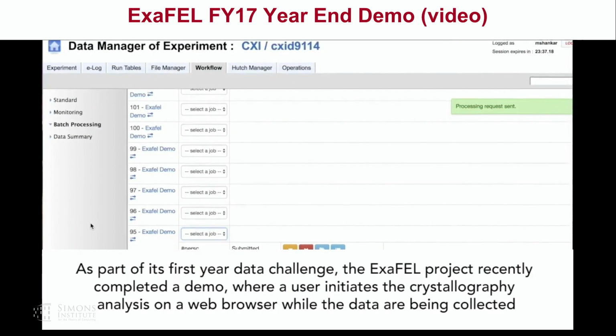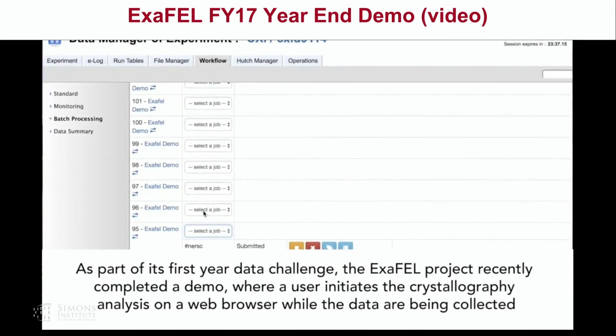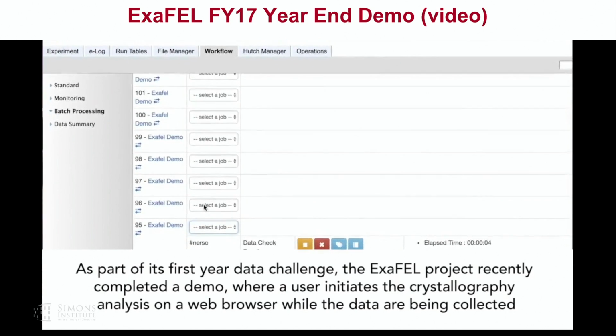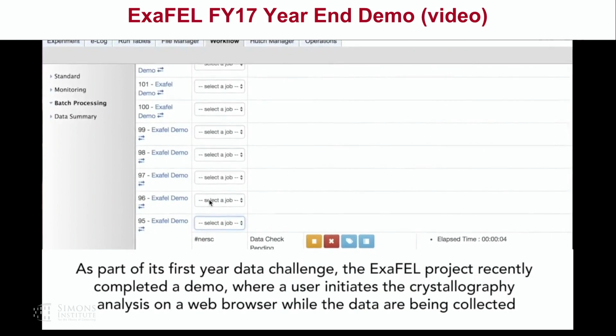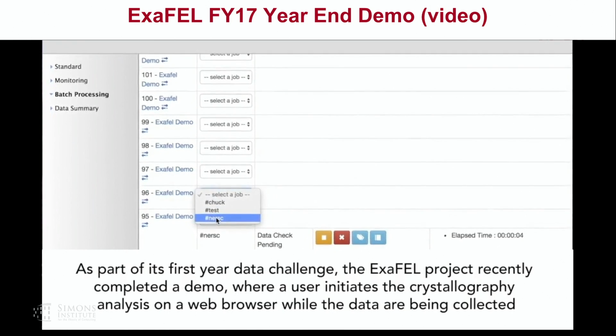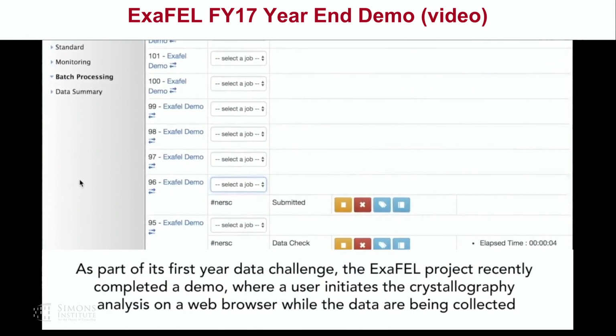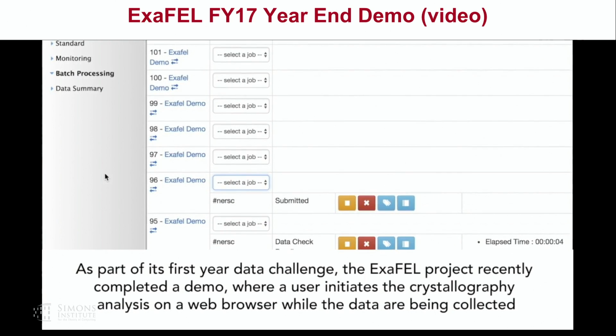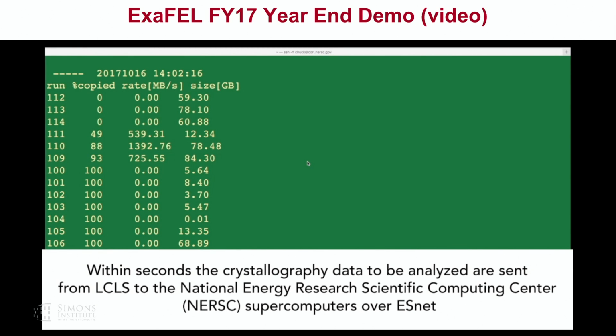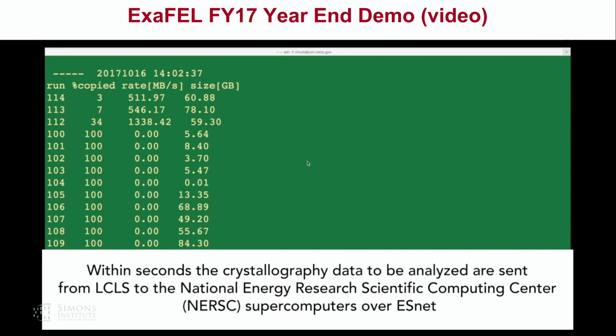As part of its first-year data challenge, the ExaFEL project recently completed a demo where a user initiates the crystallography analysis on a web browser while the data are being collected. Within seconds, the crystallography data to be analyzed are sent from LCLS to the National Energy Research Scientific Computing Center supercomputers over ESNet.